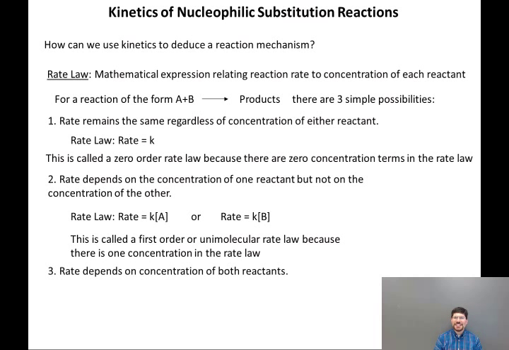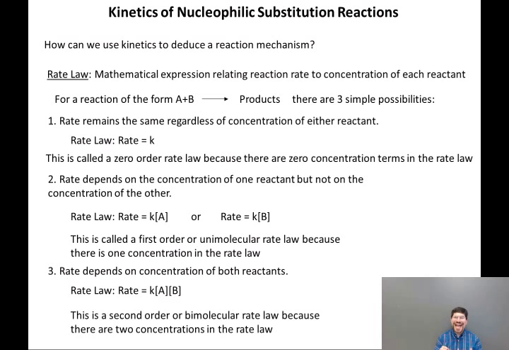Then the third possibility would be that the rate depends on the concentration of both reactants. So the rate law for this possibility would be that the rate is equal to k, the rate constant, times the concentration of A times the concentration of B. This is a second order or bimolecular rate law because there are two concentrations, both A and B, in the rate law.